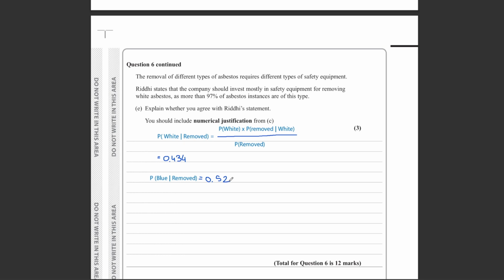I therefore disagree with these statements. And that's because even though white is most common overall among actual removals, blue is more frequent. Thus, the equipment for blue asbestos removal will be needed more often per removal job than for white. Also, blue is more hazardous and requires specialized safety protocols. The conclusion: investment should prioritize safety equipment for blue asbestos despite its lower frequency in finds, because it's removed almost always when found.